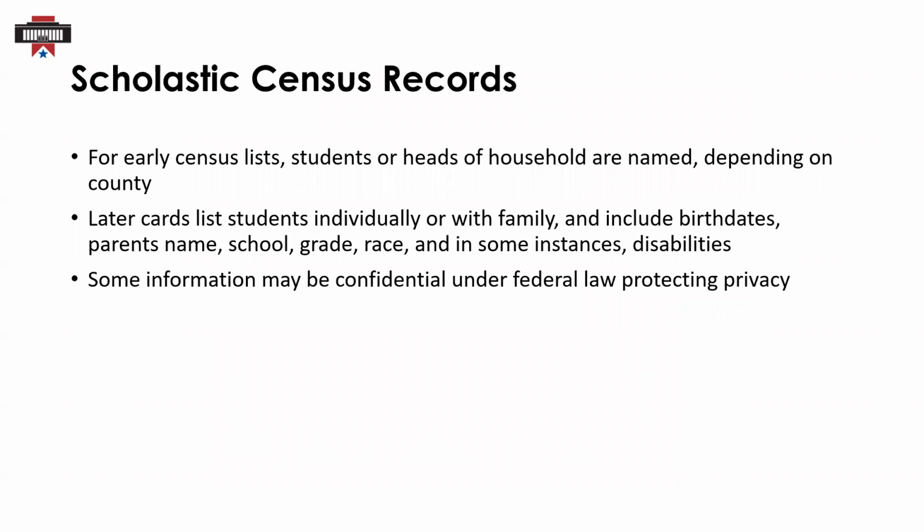Scholastic census records are organized differently depending on the county and time period. Some might list students, names of parents, or heads of household. Typically, later Scholastic census records list students individually or with their family and include birth dates, parents' names, school, grade, and race. These records also include African American schools.